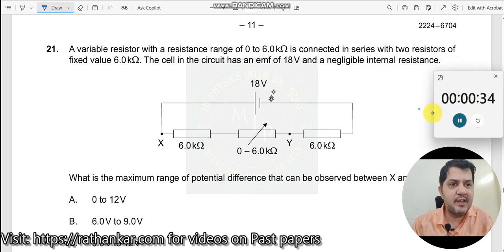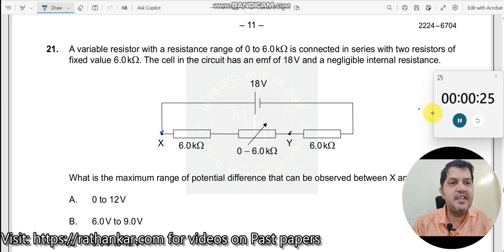The cell in the circuit has an 18 volt EMF and a negligible internal resistance. What is the maximum range of PD that can be observed between X and Y? Between X and Y, what is the range of PD that you can have when I vary this? Now, what is the minimum value here?